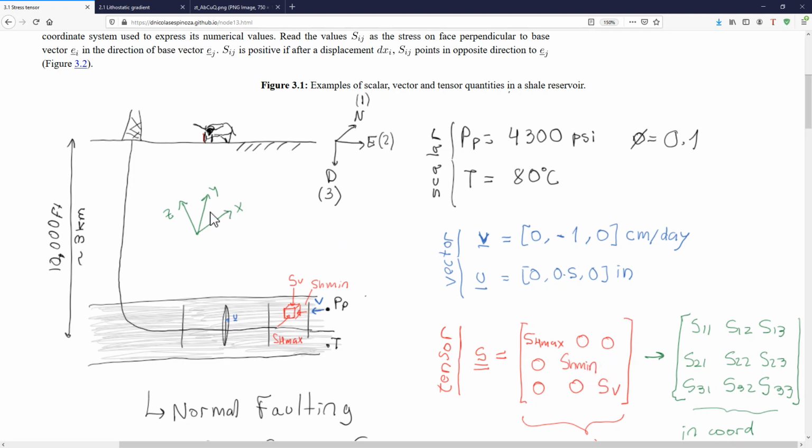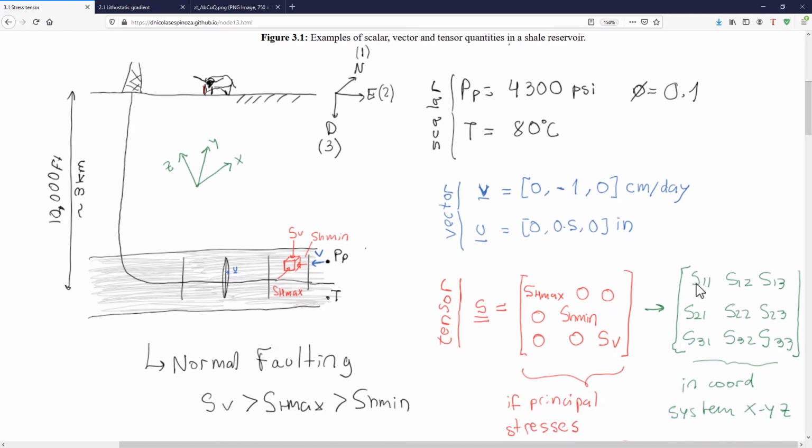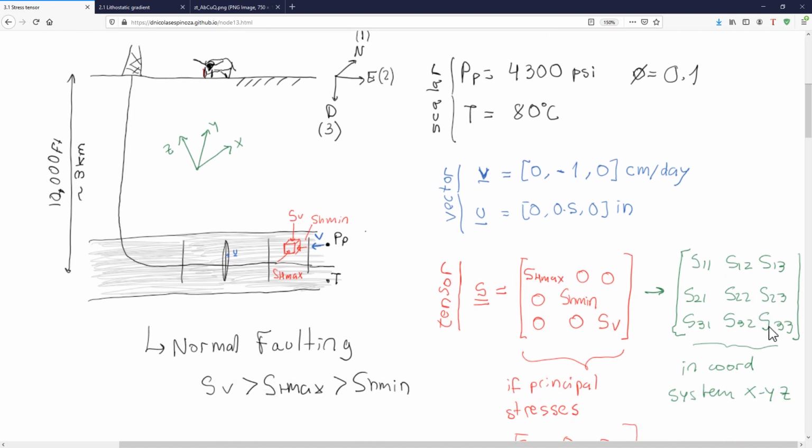If I were to write this tensor in a different coordinate system, like this coordinate system x, y, z, then the stress tensor is going to have all the elements non-zero. And in general, I'm going to define those as S11, S12, S13, and so on, where the first index is the row and the second index is the column. In general, as I was saying, these 9 elements are going to be non-zero values from which 6 are independent.